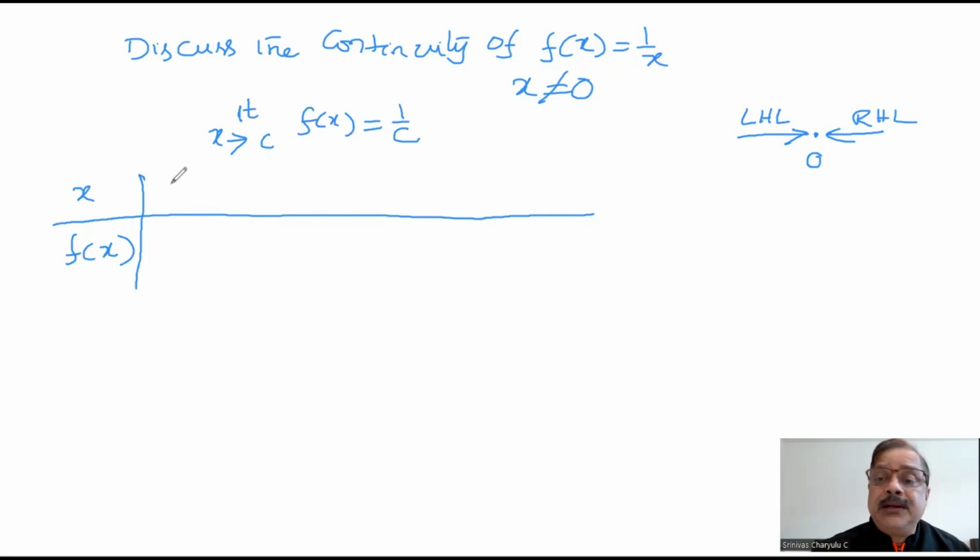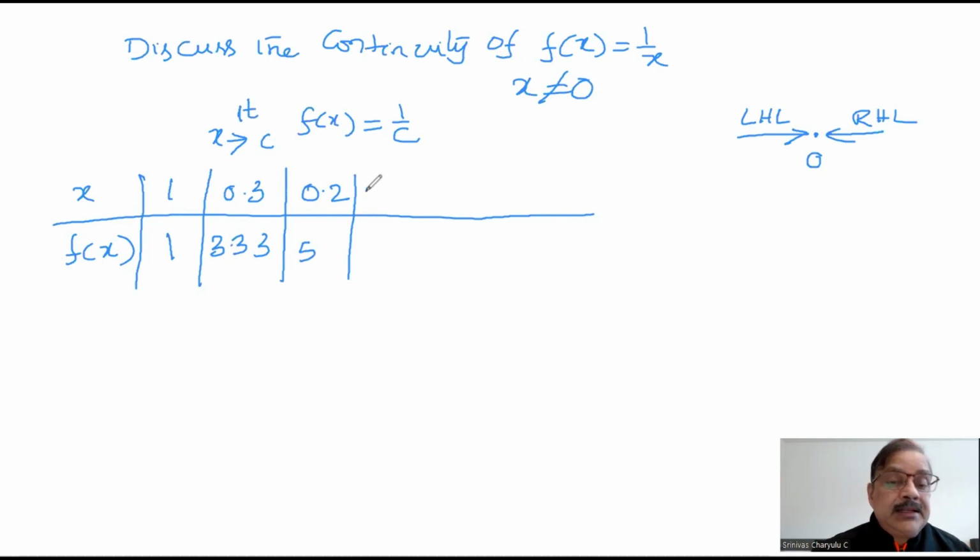So let us start from, let us say, 1. I will take x input 1. Then what will happen? 1 by x. That will become 1. Next, if you take x, for example, 0.3, means we are approaching towards 0 now. So f of x will become 1 by 0.3. That means 3.33. Now you take 0.2. This will become 5.